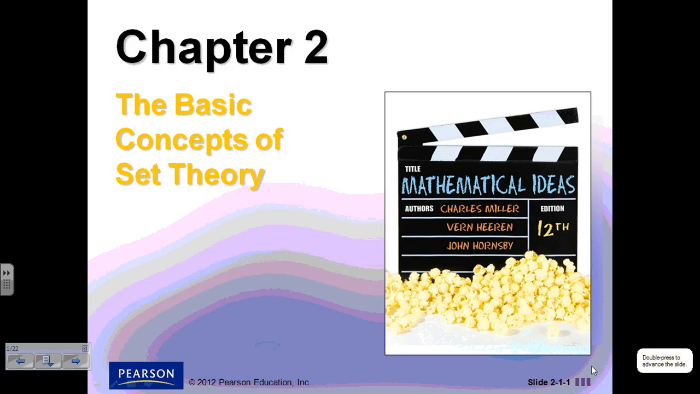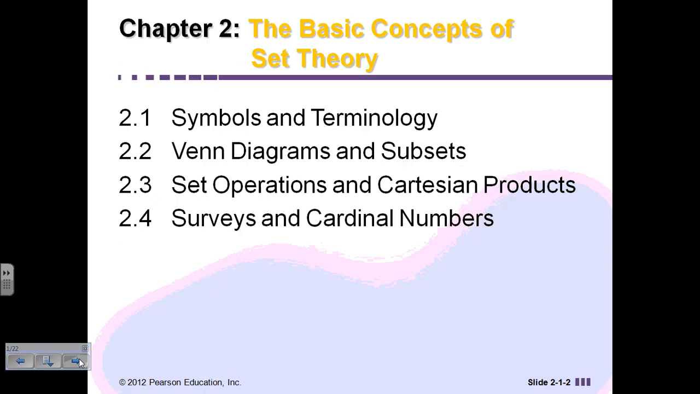Today we're going to talk about Chapter 2, the basic concepts of set theory. Set theory was developed in about 1875 by Georg Cantor. They used a number of symbols and different things to represent sets, and we're going to be talking about, in these 4 sections of Chapter 2, the symbolism, terminology, how to use Venn diagrams, and different options for how to use set theory to solve mathematical problems.